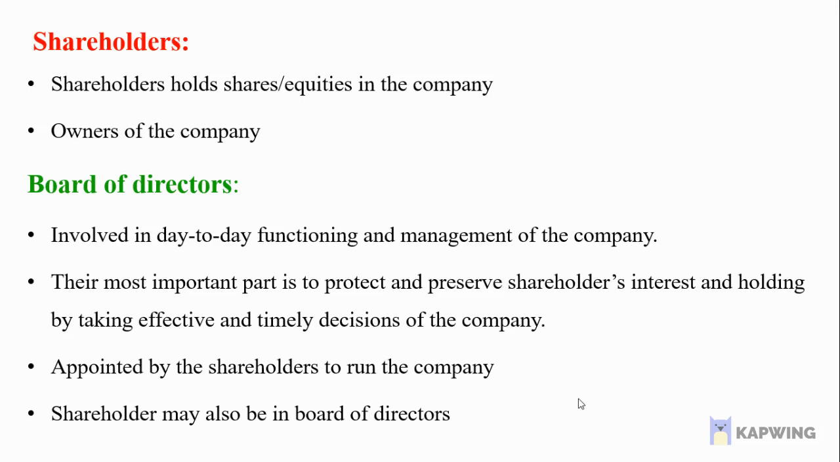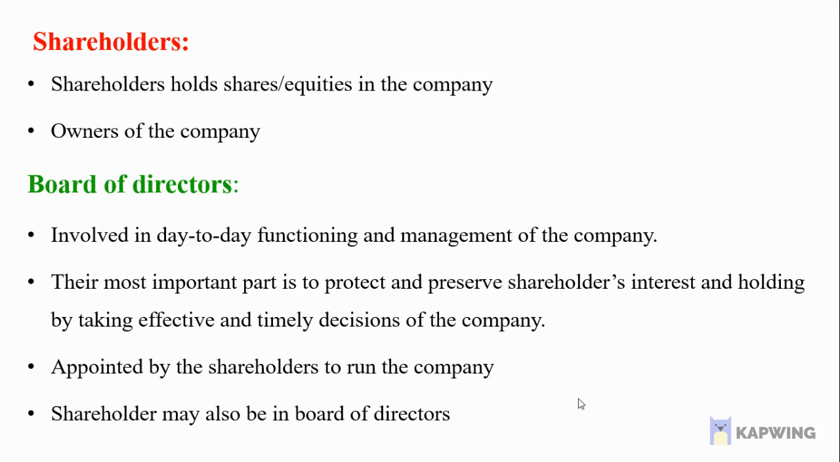What is the difference between shareholders and board of directors? Shareholders are basically owners of the particular company. They may be active or passive. An active owner is someone who is engaged in day-to-day activities, whereas a passive shareholder will just be an investor, and they are not responsible for any accountability on day-to-day functioning of the particular company.